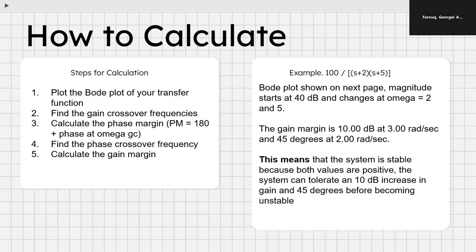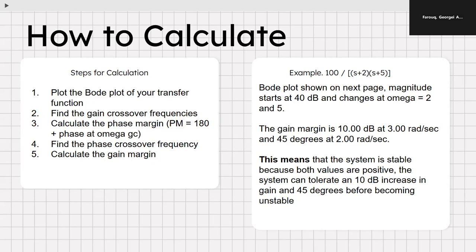So using the same example as in the previous slides, we can see that the Bode plot magnitude starts at 40 dB and changes when the frequency is at 2 and 5 radians per second. Through this, we can find that the gain margin is 10 dB at 3 radians per second and the phase margin is 45 degrees at 2 radians per second.